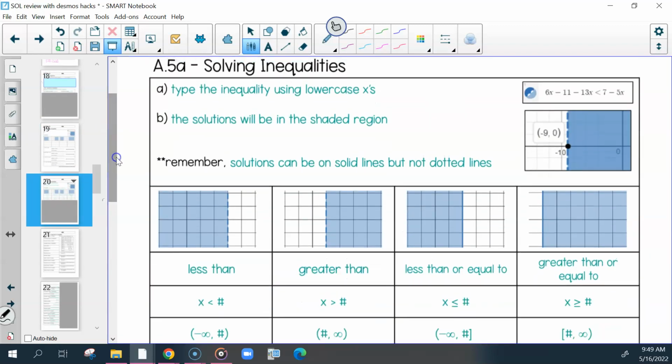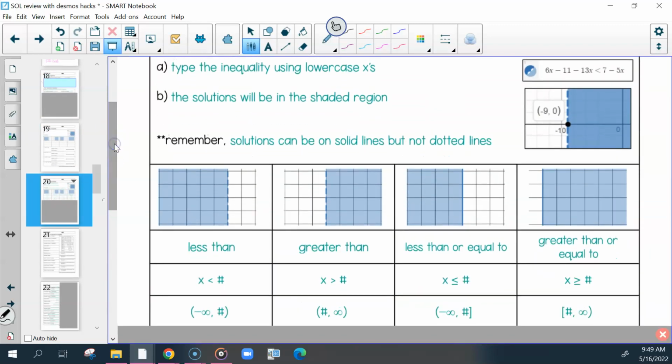The next page is on solving inequalities. For A, type the inequality using lowercase x's. For B, the solutions will be in the shaded region. Remember that solutions can be on solid lines but not dotted lines. And then in this table below it says what these each are.